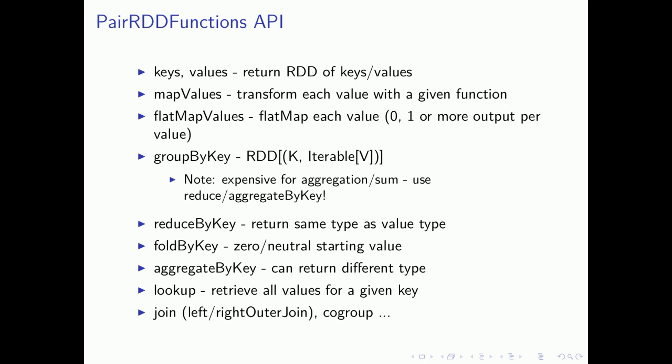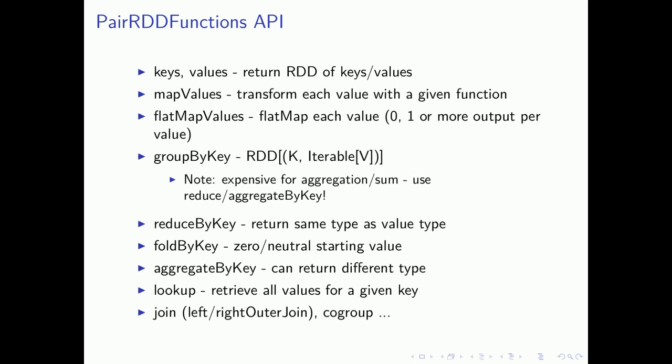Whereas if you use reduce by key or aggregate by key, it tries to do the local aggregation first in your partition, and then only shuffles the aggregated values. So it's much more parsimonious doing it that way.